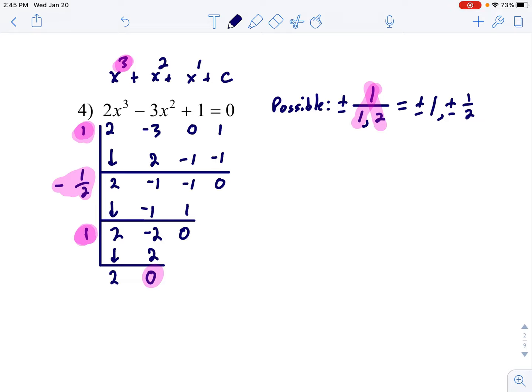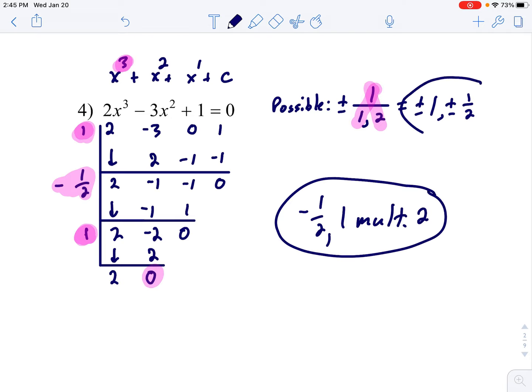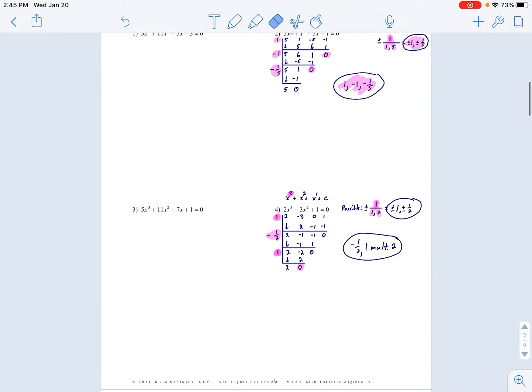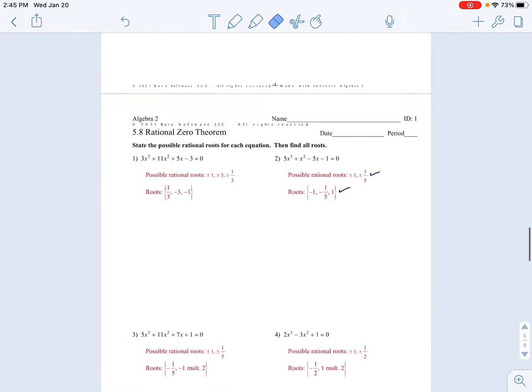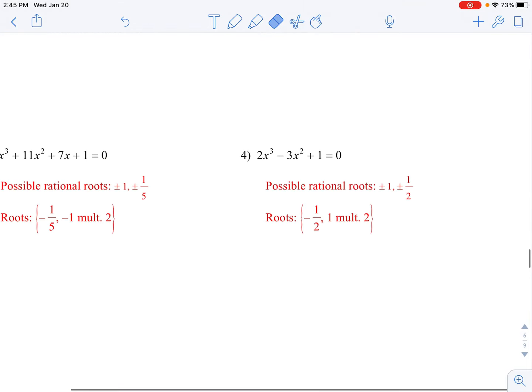So how do we write this out? Well, negative 1/2 is an answer. Positive 1 is an answer with a multiplicity of 2. So we have our list of possible answers and then the actual answers. And we use synthetic division to figure it out. Let's check number 4. And there's our list, and there's our answers.